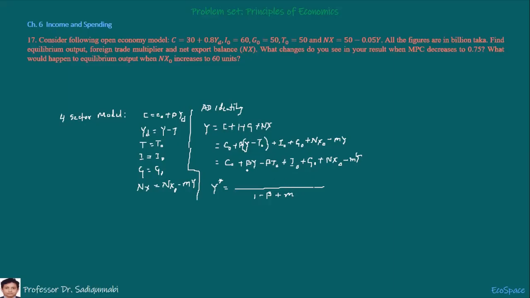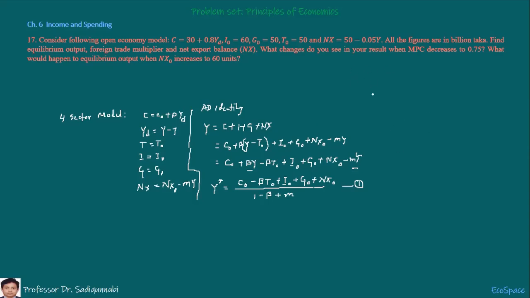So this plus beta y and minus beta y should be on the left hand side. So we can rearrange this for y star. So this will be C naught minus beta T naught plus I naught plus G naught plus X naught. Let's call it equation 1.